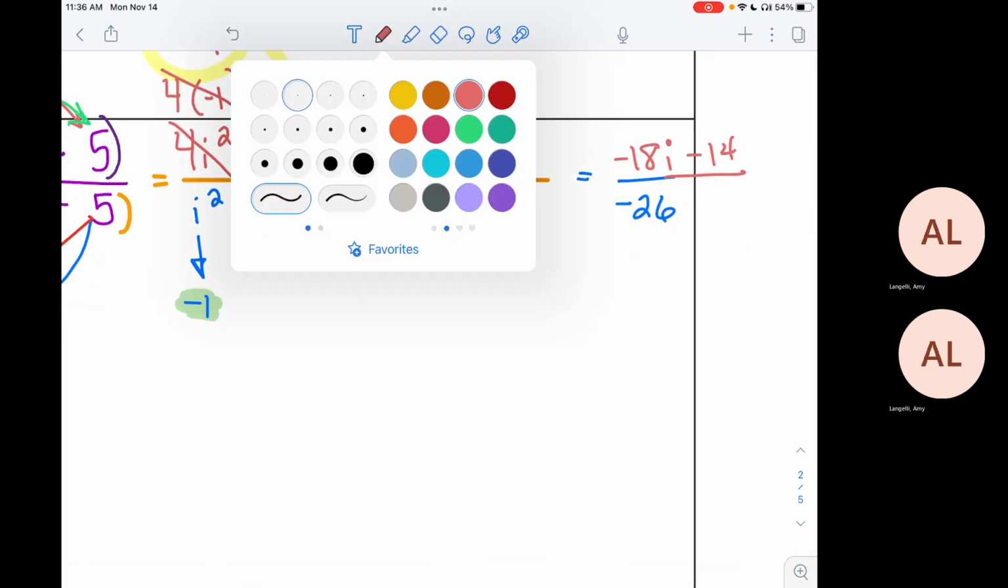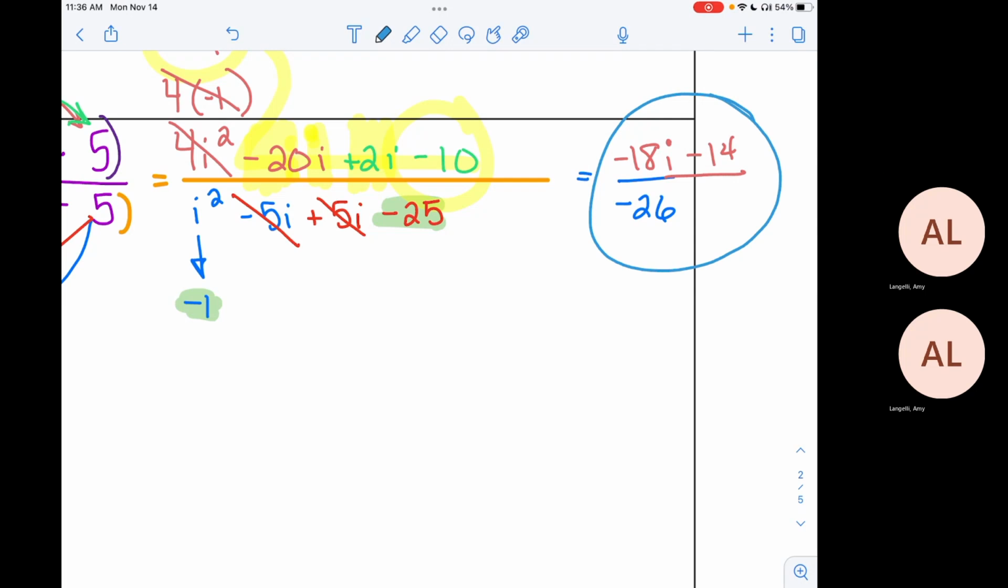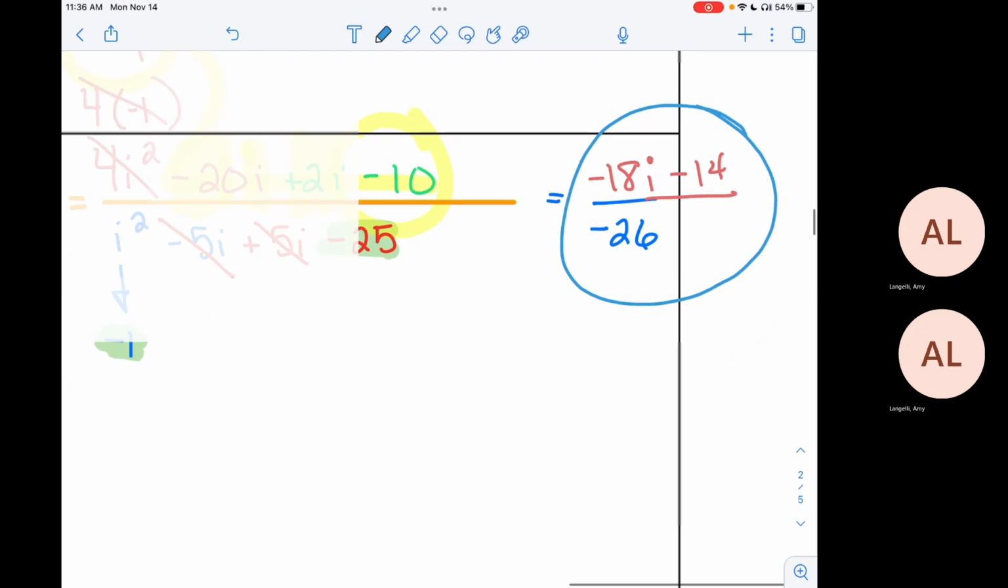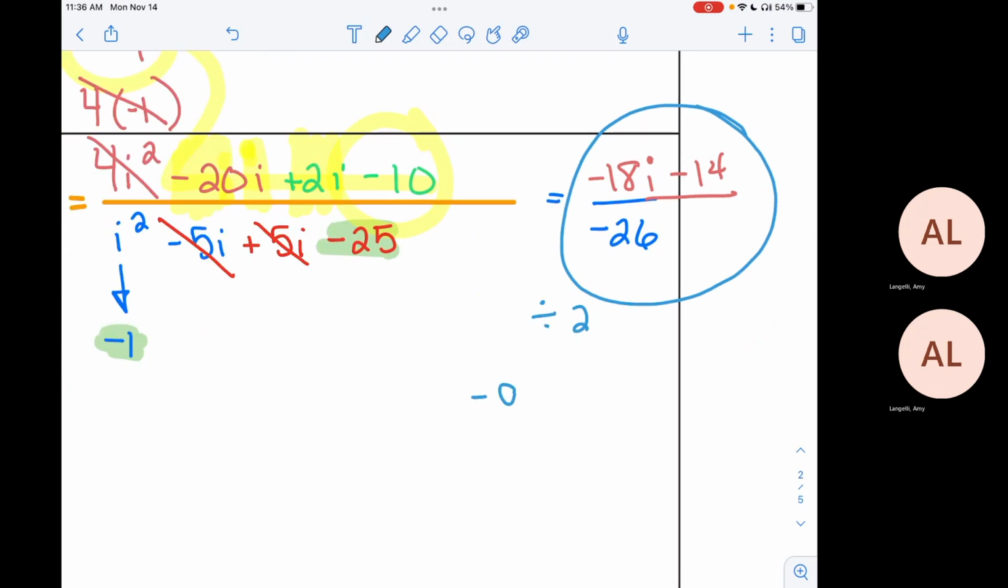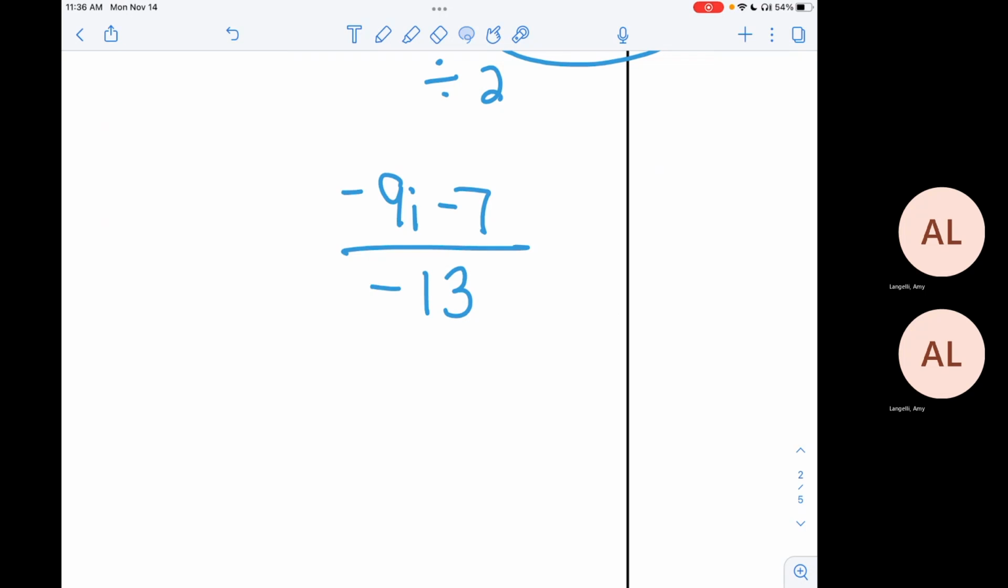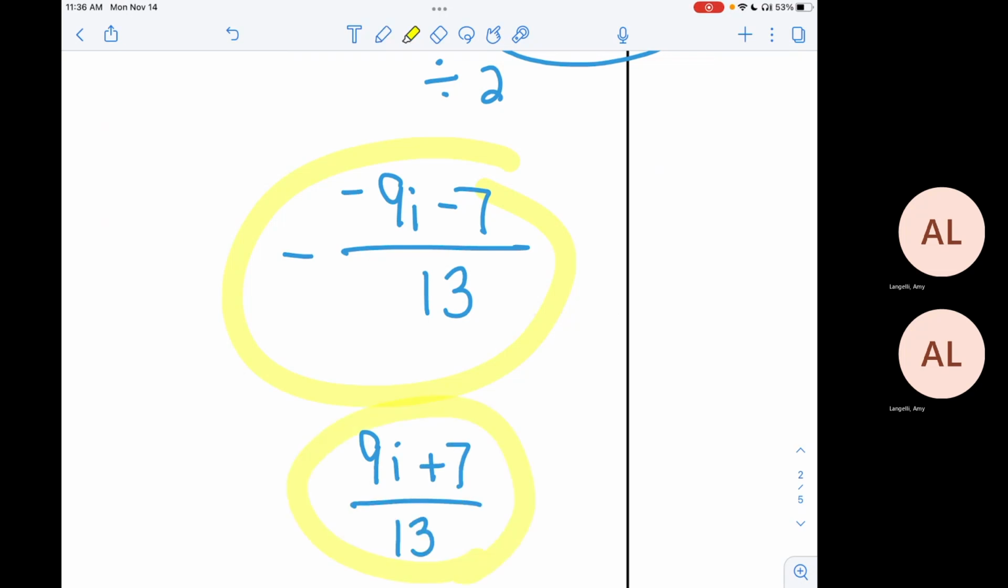Okay. Last thing we should do is reduce. Do you guys know that all of this reduces by a factor of 2, right? Everything divides by 2? Okay, so we're going to cancel out everything by 2. So we'll have negative 9i minus 7 over negative 13. That's right. You can either just move the negative into the front like that. That would be okay. Or better, I think, is distributing it through. So I will highlight this as one potential answer, but I will also distribute it through the top because you'll probably see that more on the test than the other one. And that is complex numbers in a nutshell.